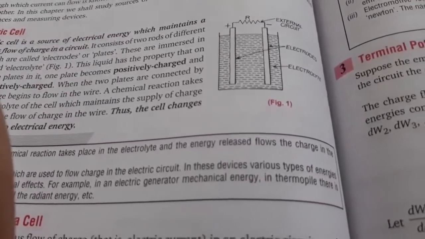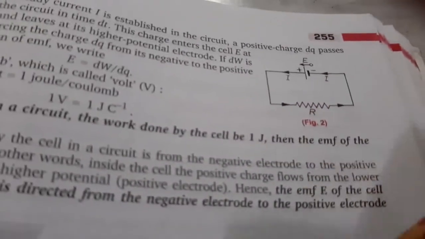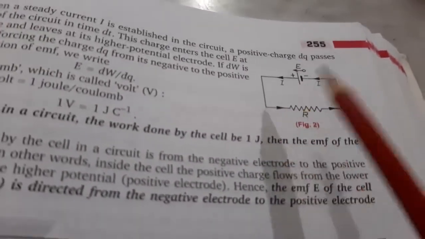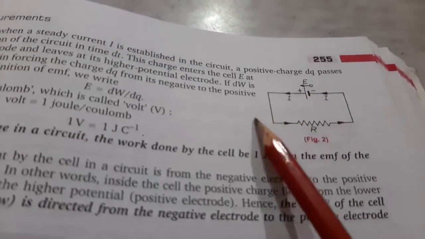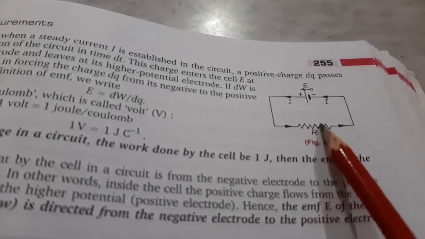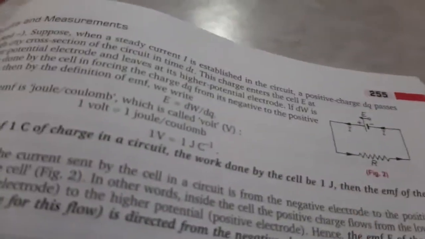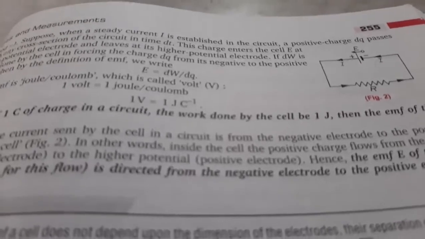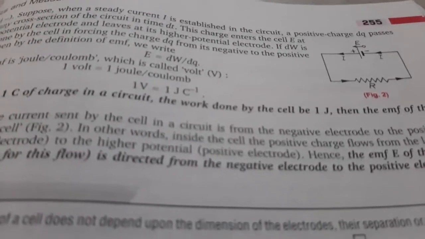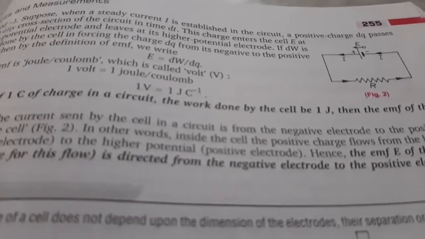The SI unit of electromotive force is also volt, just like potential difference. Here you can see in this circuit there is a cell having electromotive force E0, which is directed from negative plate to positive plate, and it is providing electric current in this resistor R. Okay, so we can define the electromotive force or EMF of a cell as the total work done by the cell in flowing unit positive charge outside the cell as well as inside the cell.